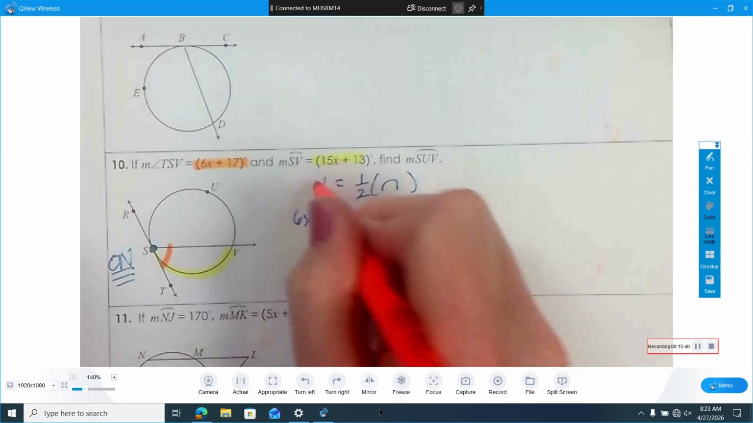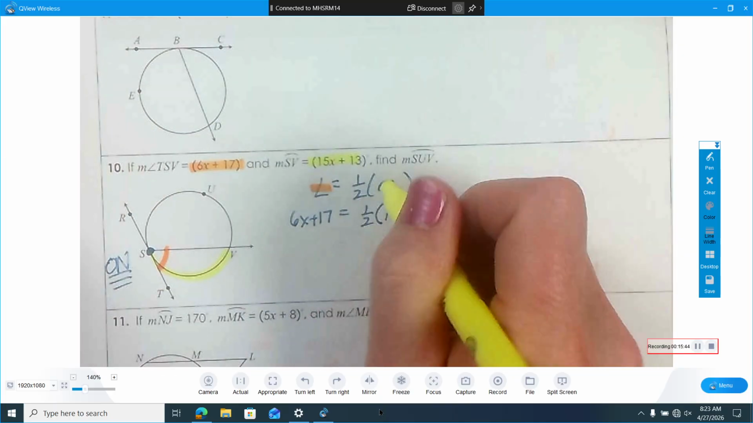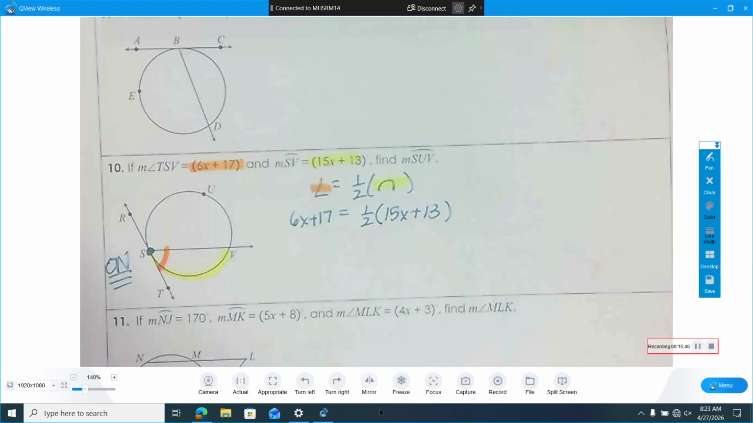Angle is orange, and the arc was yellow. Highlighter, tennis ball yellow. All right.